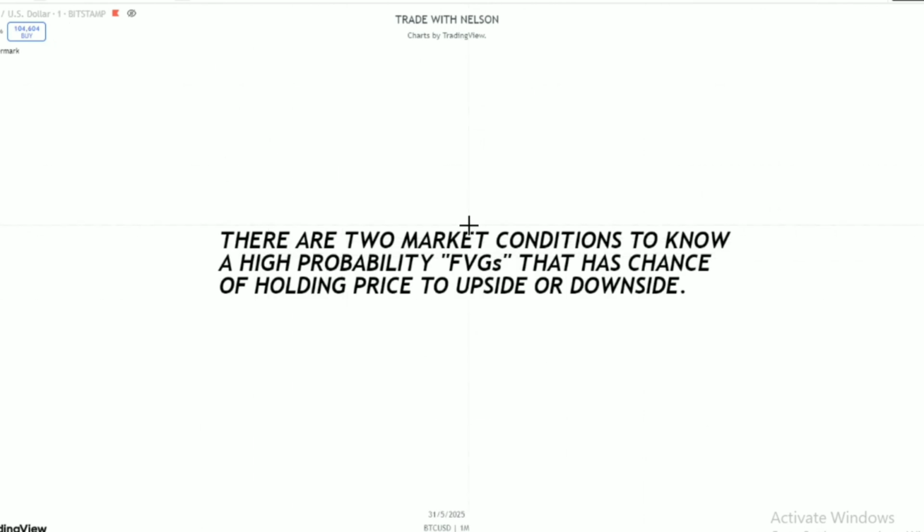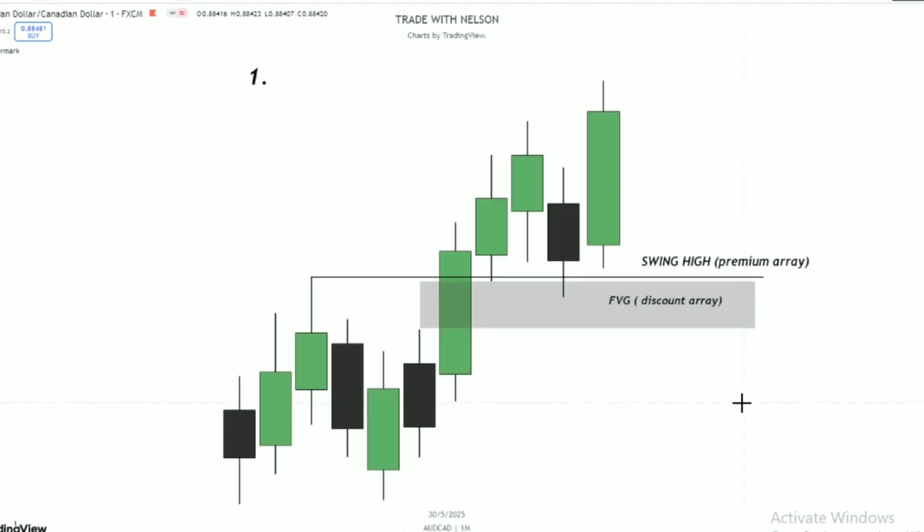There are two market conditions to know a high probability fair value gap that has a chance of holding price to the upside or downside. Of course, there are different ways, but these two I'm about to show you are the highest probability market conditions that I have seen in the market that work while trading this strategy. This is the first one.